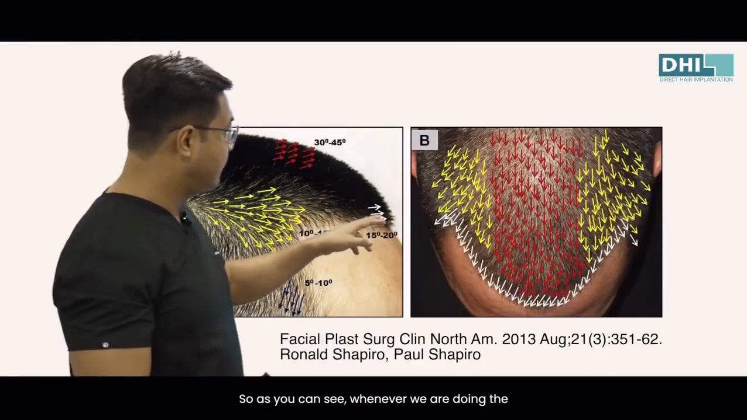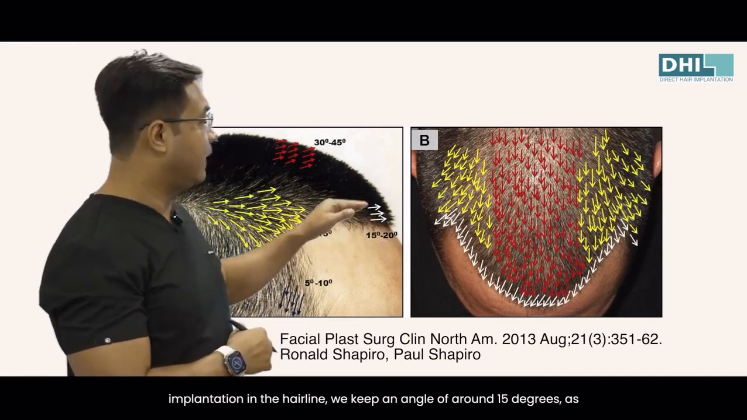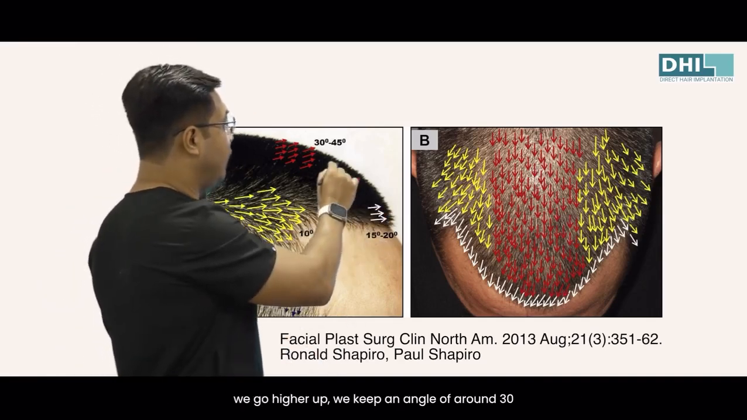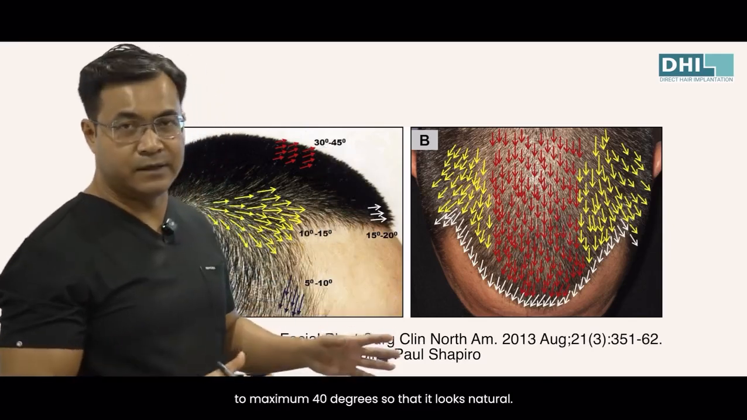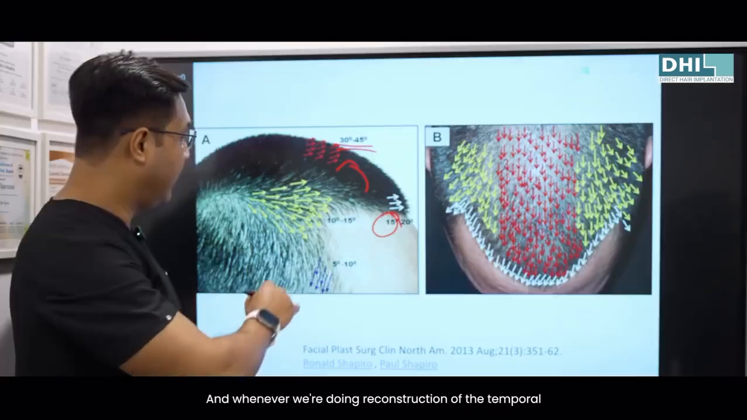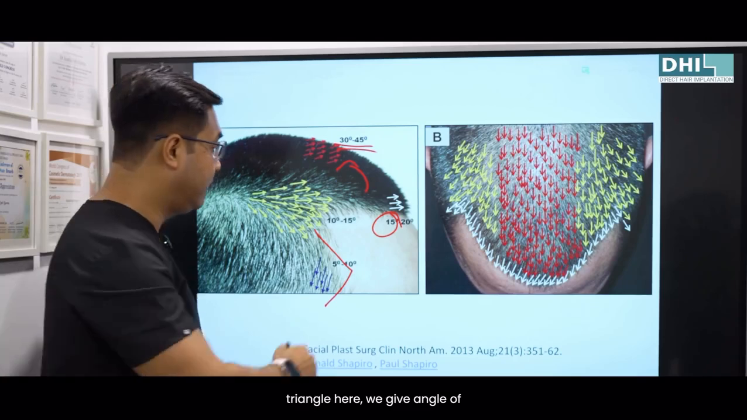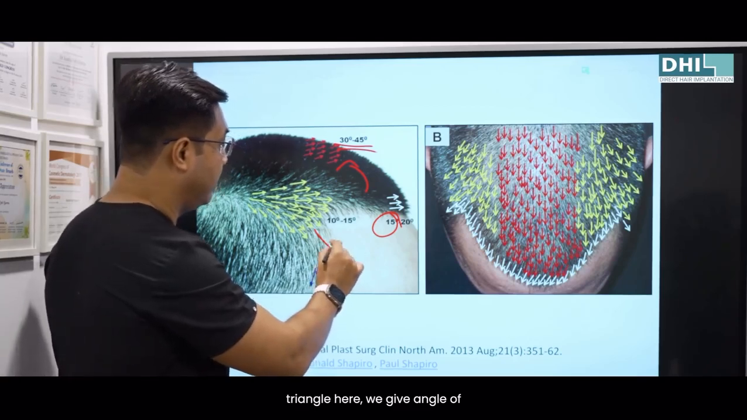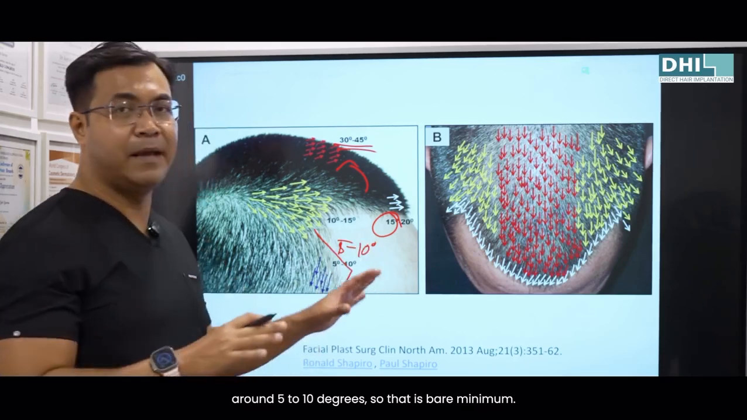So as you can see, whenever we're doing the implantation in the hairline, we keep an angle of around 15 degrees. As we go higher up, we keep an angle of around 30 to maximum 40 degrees so that it looks natural. And whenever we're doing reconstruction of the temporal triangle here, we give an angle of around 5 to 10 degrees. So that is bare minimum.